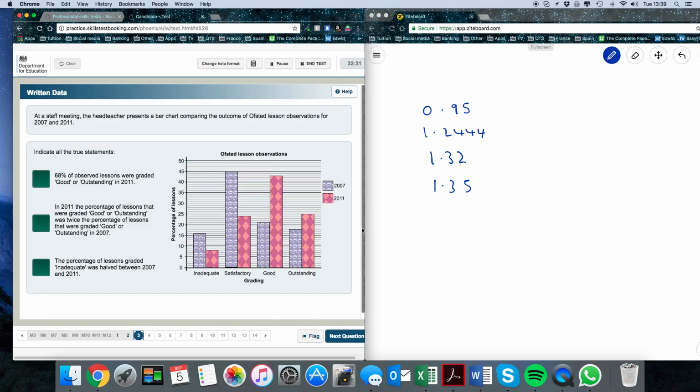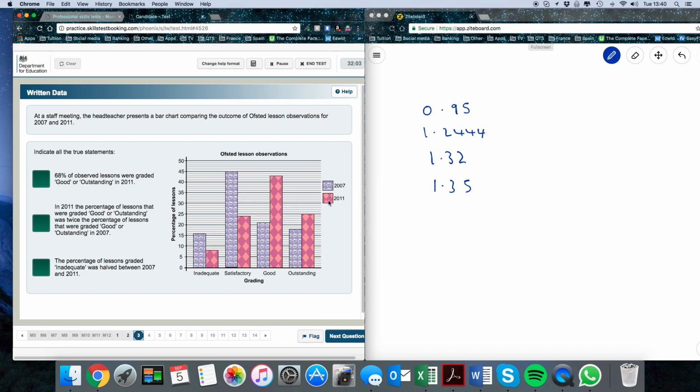Okay, so we've got a simple bar chart. We've got 2 different years and different Ofsted reports. We've just got to read the statements very carefully, and we read them one at a time. The first one says 68% of observed lessons were graded good or outstanding. Notice that the writing on the y-axis says percentage of lessons. It's not number of lessons, it is already percentage. That makes this very, very easy.